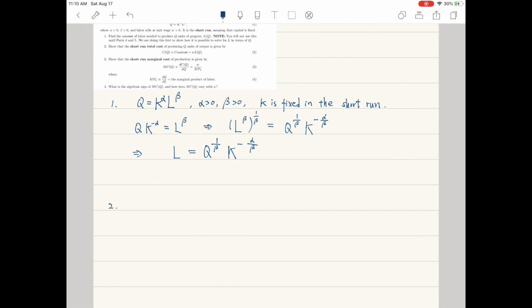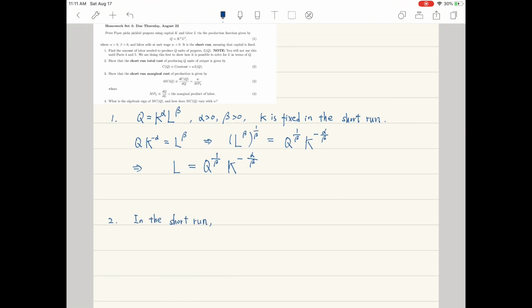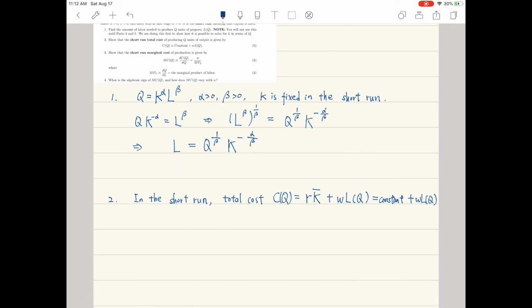For the second question, capital is constant and the price of capital is also constant, so the cost of capital is a constant. The total cost is the sum of two parts, and the first part is a constant, that is the cost of capital.